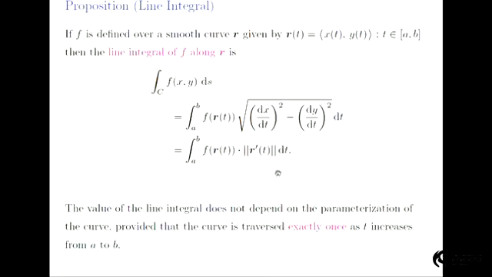So the value of the line integral does not depend on the parameterization of the curve, because there's an infinite amount of them, provided the curve is traversed exactly once. So we have a curve, and we're adding areas on top, so you can't keep going around in a circle. You can't just keep adding areas and areas together.